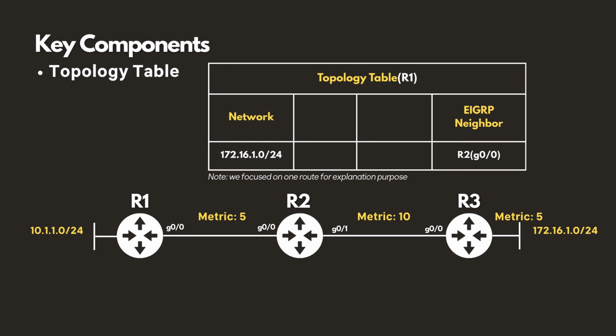Topology table. Each EIGRP router maintains a topology table containing all learned routes to destinations. This isn't just the best routes. It's all routes the router knows about. It also shows the feasible distance and advertised distance.